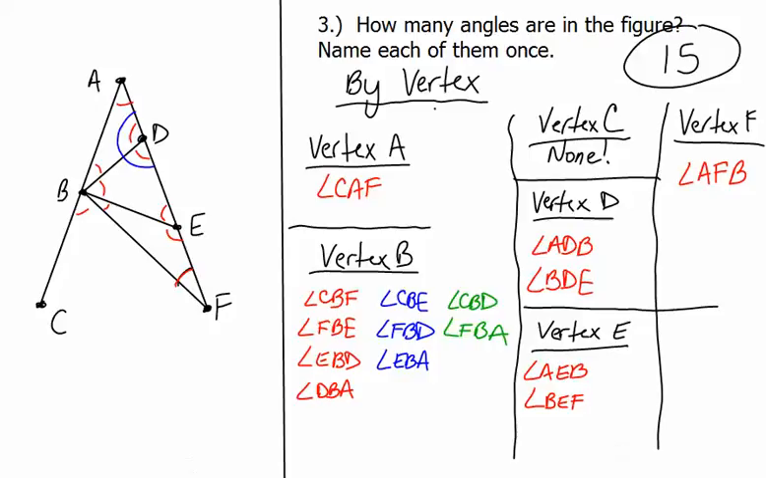Another thing that I like to do here at the very end, just to make sure I'm right, there's 1 at A, 1, 2, 3, 4, 5, 6, 7, 8, 9 at B, 2 at D, 2 at E, 1 at F. 1 and 9 is 10, 12, 14, 15. It doesn't hurt to double check.